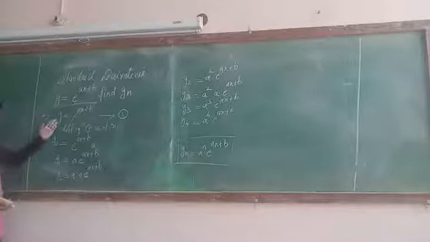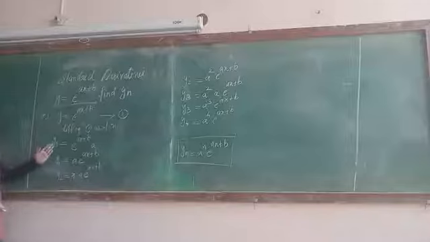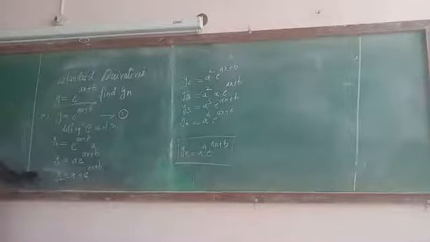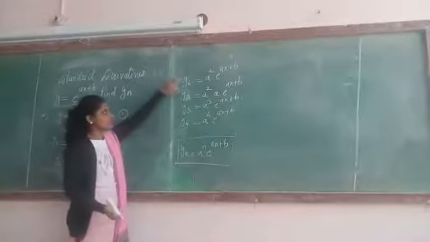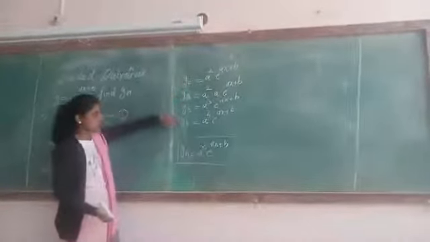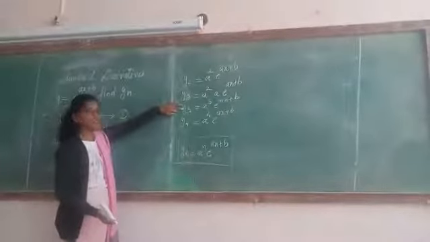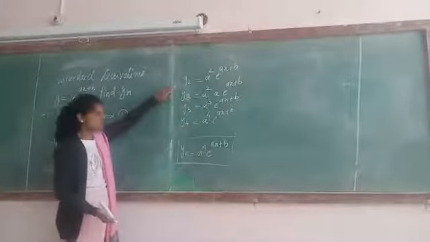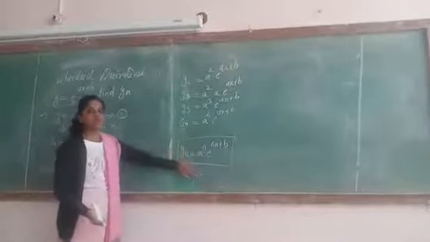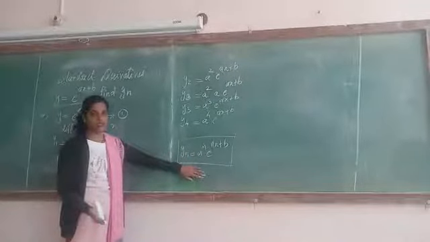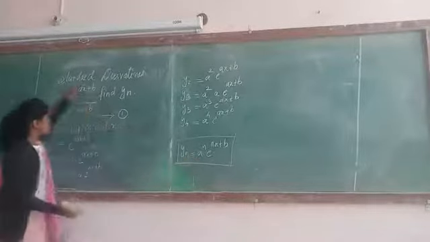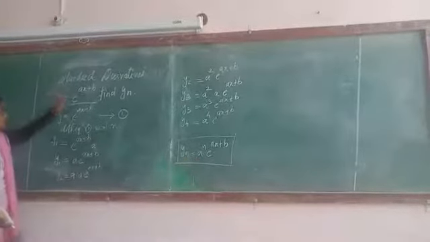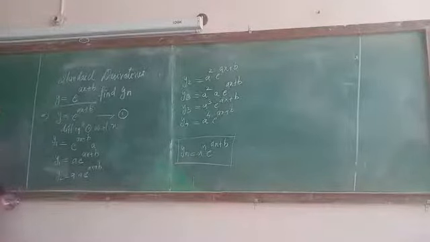If we differentiate y, we will get y1. If we differentiate y1, we will get y2, the second order derivative. To get the third order derivative, we have to differentiate y2. To get the fourth order derivative, we have to differentiate y3. Correct? So on up to the nth term, we have to differentiate, and this is the nth derivative of y, where y is equal to e to the power ax plus b.